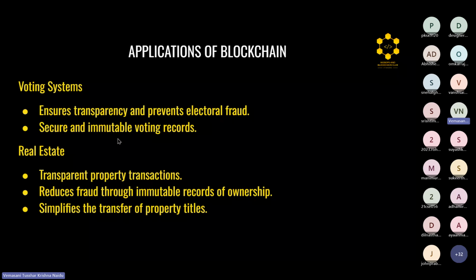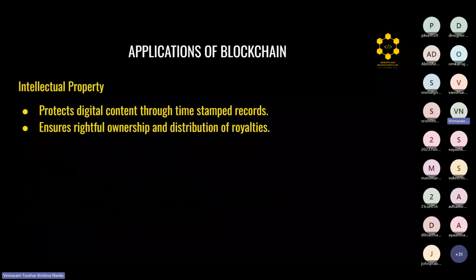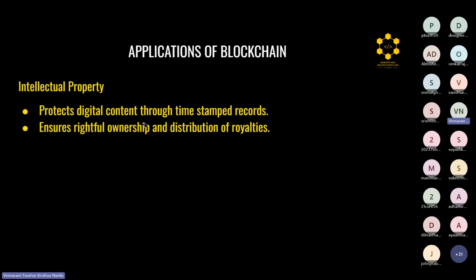It gives secure and immutable voting records. Real estate: transparent property transactions, since records cannot be changed. Since blockchain's nature is immutability, it reduces fraud through immutable records of ownership and simplifies transfer of property titles using smart contracts. It also protects digital content through timestamp records, ensures you protect your IP, and ensures rightful ownership and distribution of royalties.